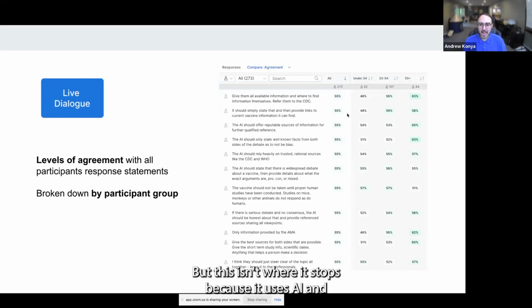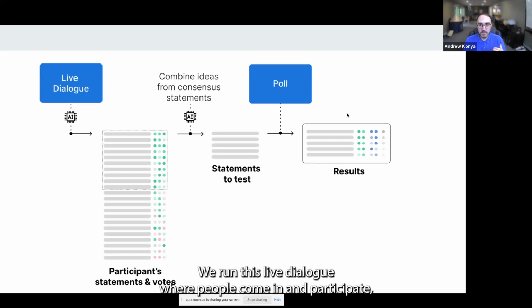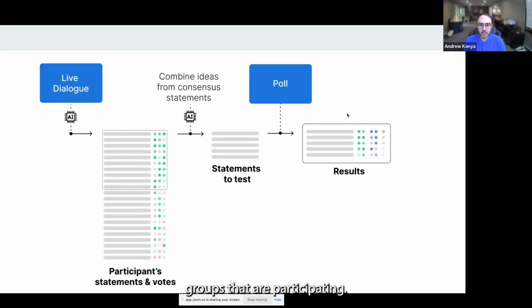But this isn't where it stops, because it uses AI, and hopefully most of you have at least a little bit of skepticism towards trusting things that involve AI too much. That leads to the overall arc of this core bit of the process. We run this live dialogue where a bunch of people come in and participate. They contribute their statements in their own words and they vote. We use that to identify the statements that are likely to have consensus, where there is high agreement not just in one segment of the population, but across all the different population groups participating. Think of this as our initial list of consensus.